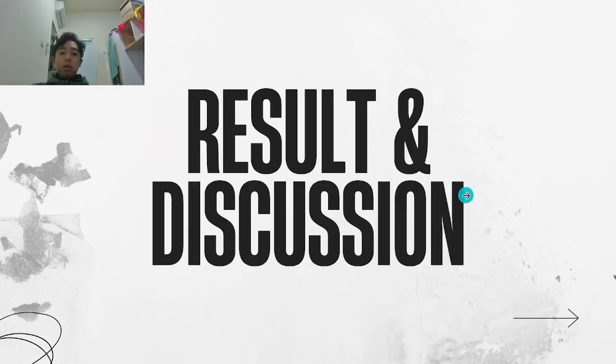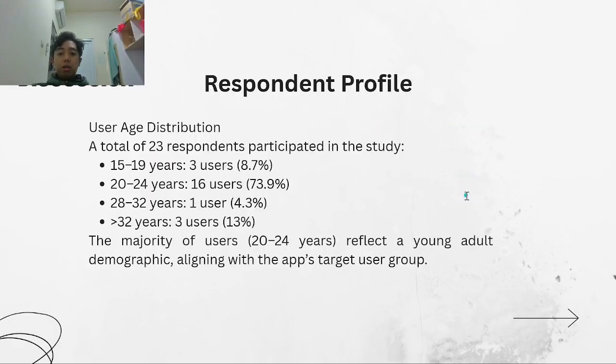Okay, results and discussion. Let's start by looking at our users' demographics. We had a total of 23 respondents participate in this study. As you can see, the age distribution clearly shows our primary user group. 15 to 19 years old, we had 3 users, accounting for 8.7% of respondents.